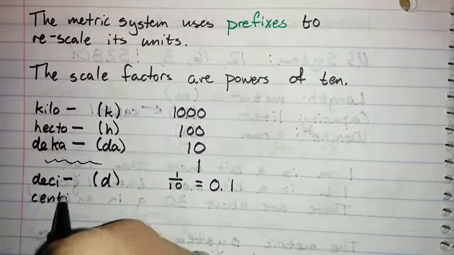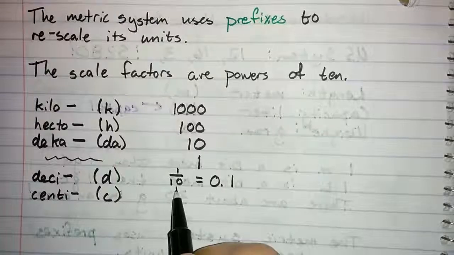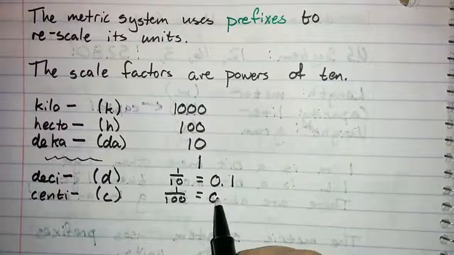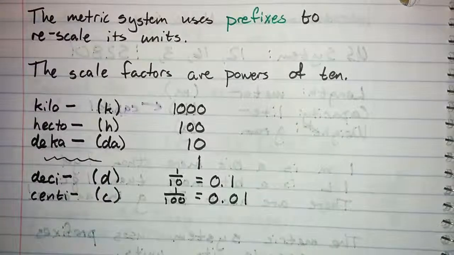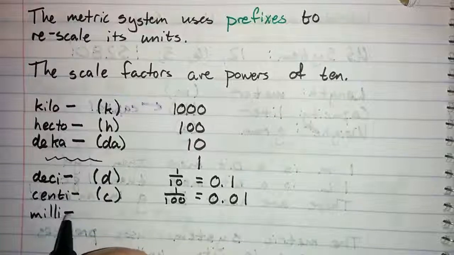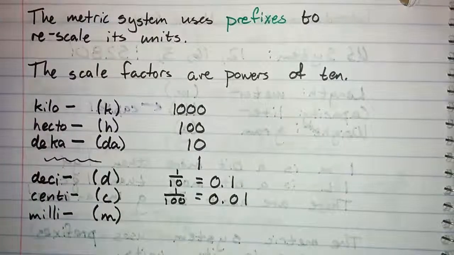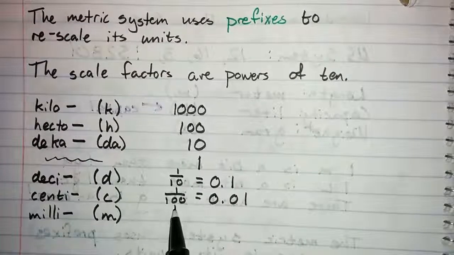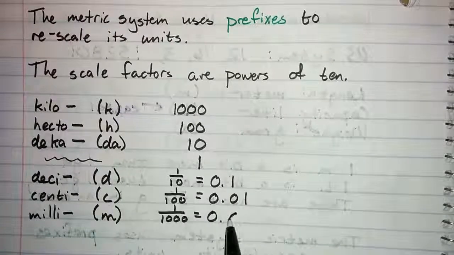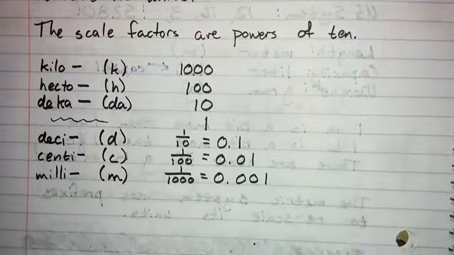Centi, abbreviated C, is 1/100th, or 0.01 as a decimal. And milli, abbreviated m, is 1/1000th, or 0.001 as a decimal. So how would we use these?